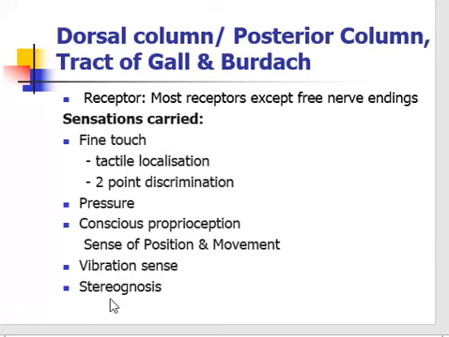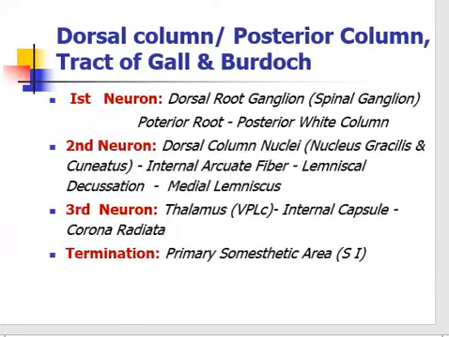In the dorsal column, the first order neuron carries the impulses from the dorsal root ganglion. The second order neuron reaches the nucleus gracilis or cuneatus, and the internal arcuate fibers. Finally the third order neuron is in the thalamus, and it terminates in the primary somesthetic area.